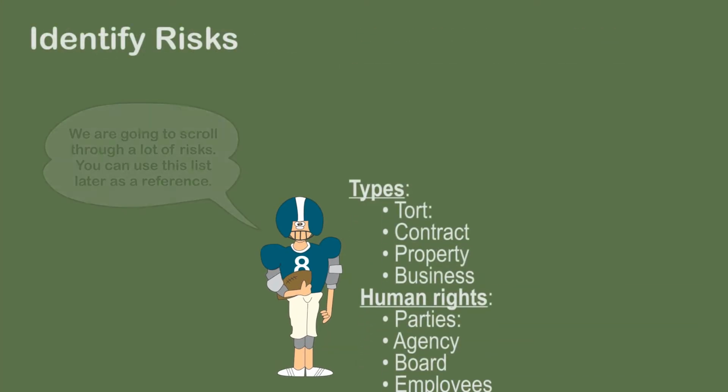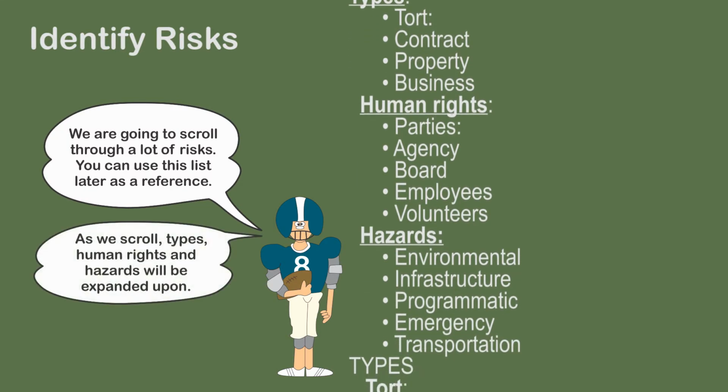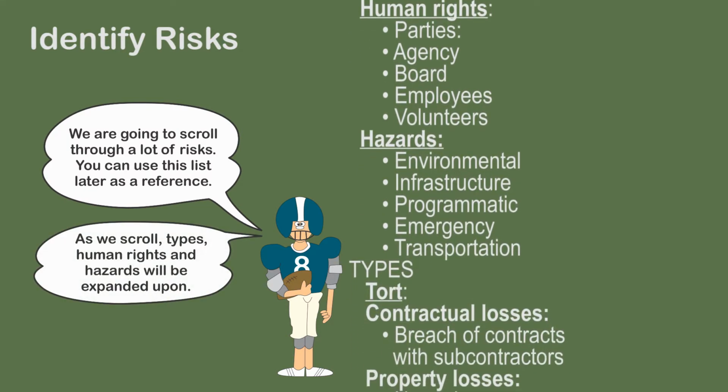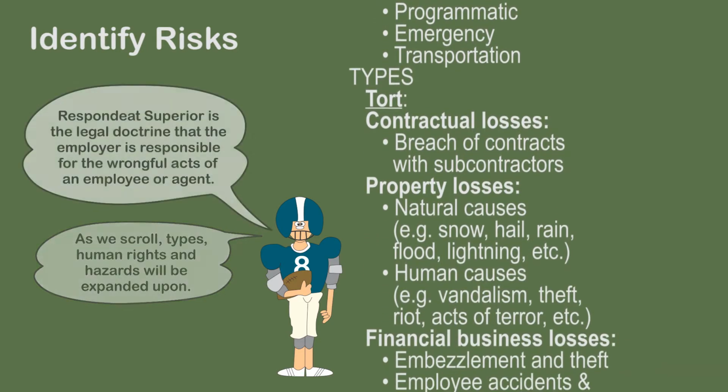The first step in developing a risk management plan is to identify the potential risks. The following list provides the breadth of potential risks and a list for future reference.